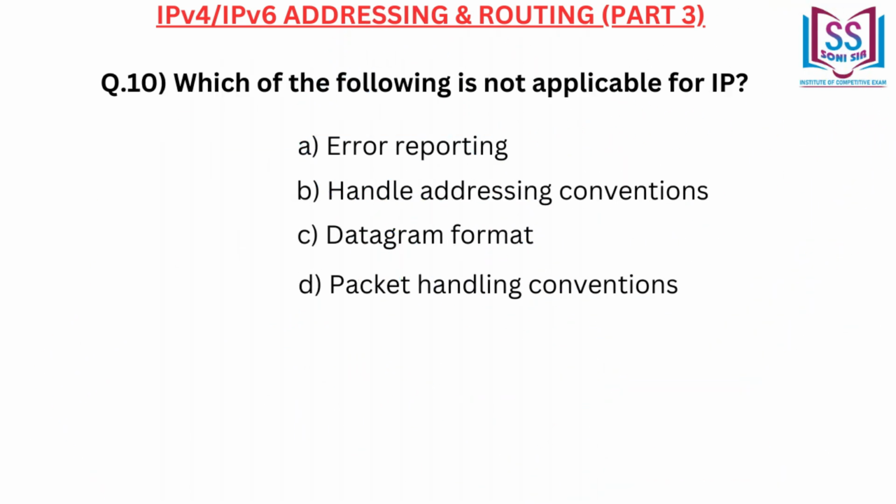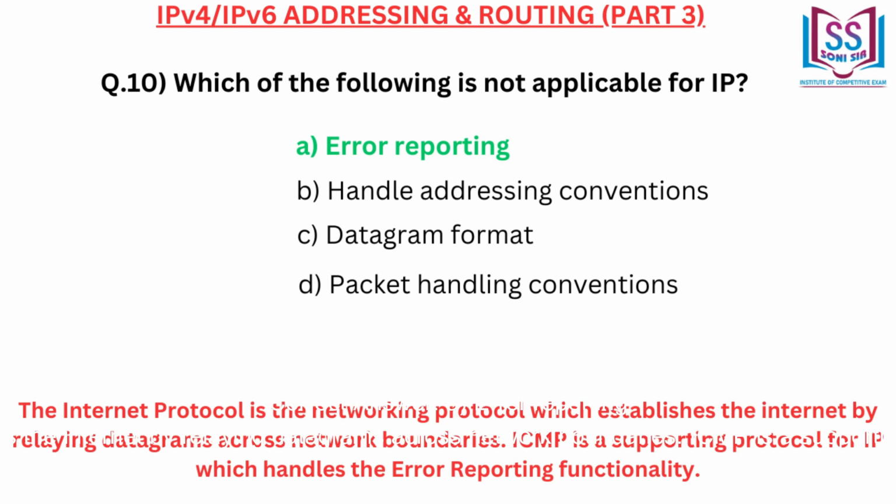Which of the following is not applicable for IP? A. Error reporting. B. Handle addressing conventions. C. Datagram format. D. Packet handling conventions. Correct answer A. Error reporting. The Internet Protocol is the networking protocol which establishes the Internet by relaying datagrams across network boundaries. ICMP is a supporting protocol for IP which handles the error reporting functionality.